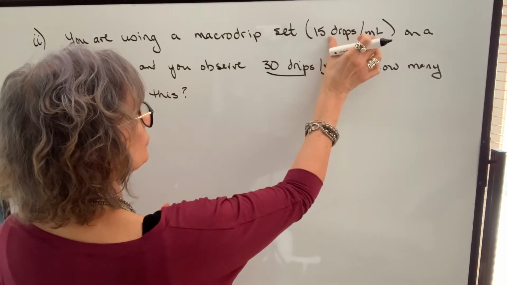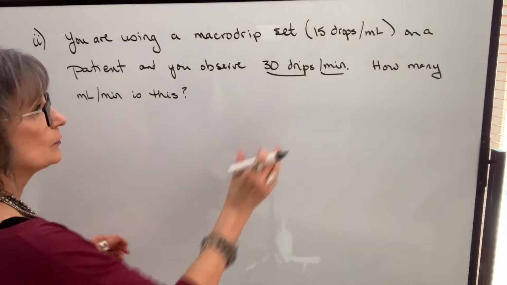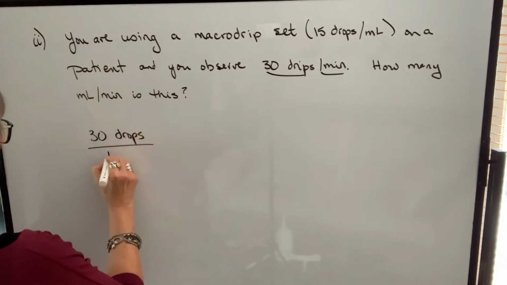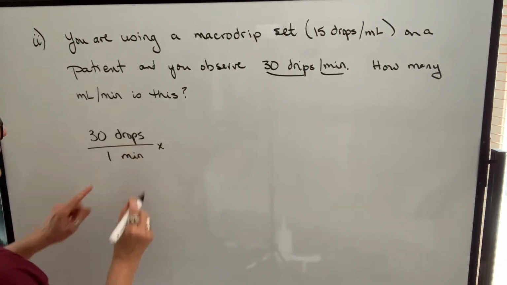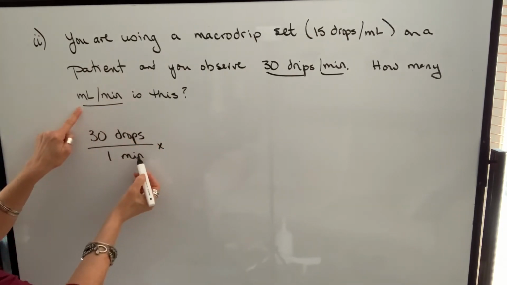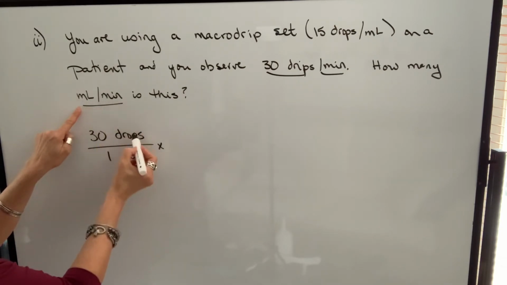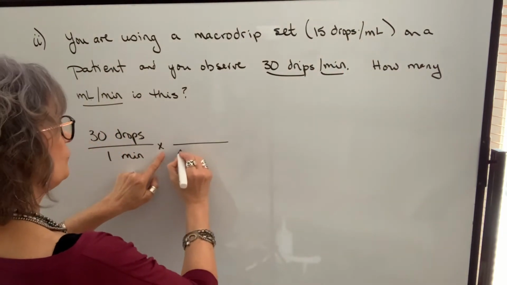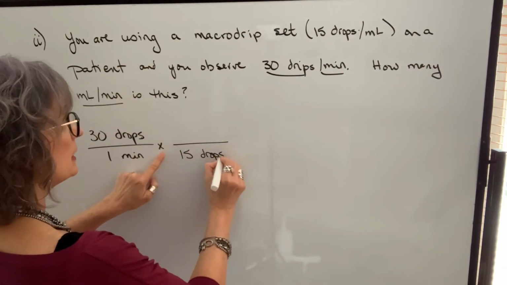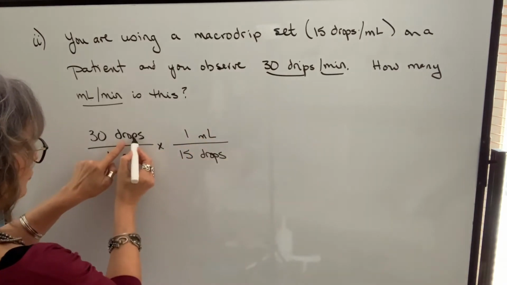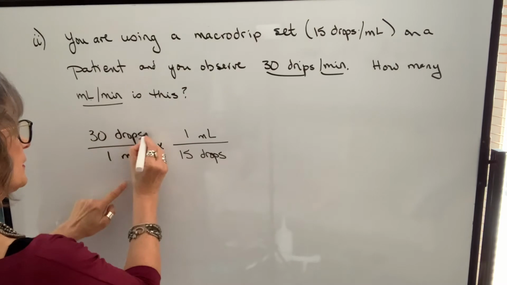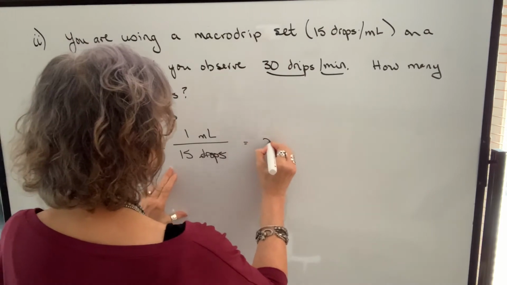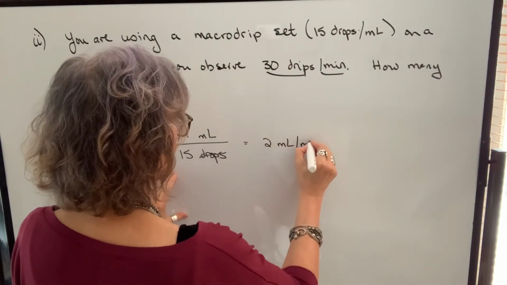We're not going to start with our IV set. We're going to start with 30 drops in 1 minute. We want milliliters per minute. We've got the time factor correct, but we need to change drops to milliliters. That's where we use our IV size, which is 15 drops in 1 milliliter. Drops is in the numerator here, so I have to put it in the denominator so that it cancels. Now I do my calculation. 30 divided by 15 will be 2 milliliters per minute.